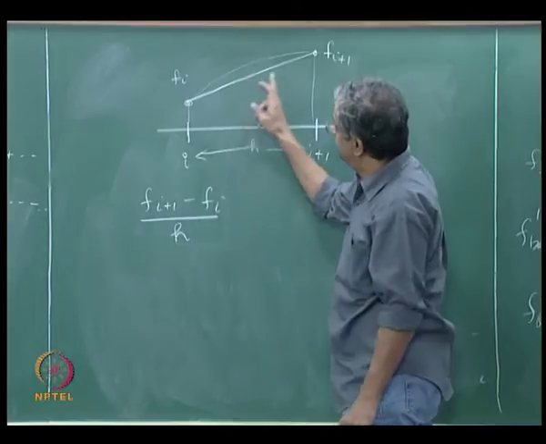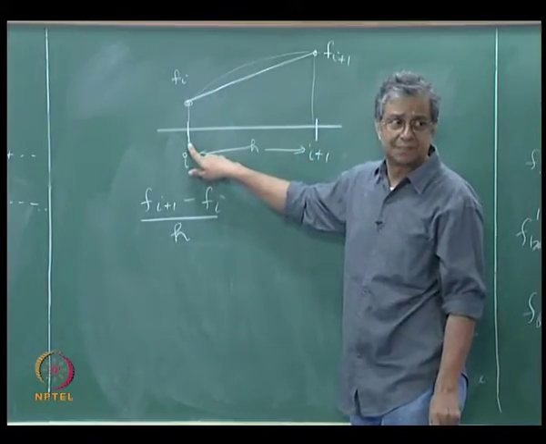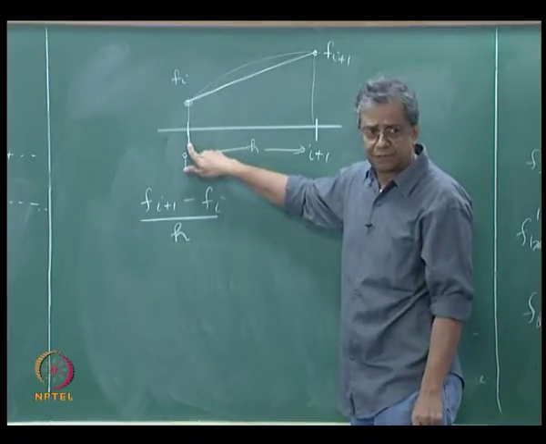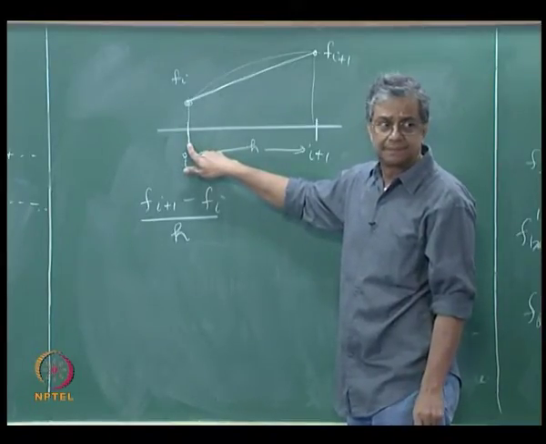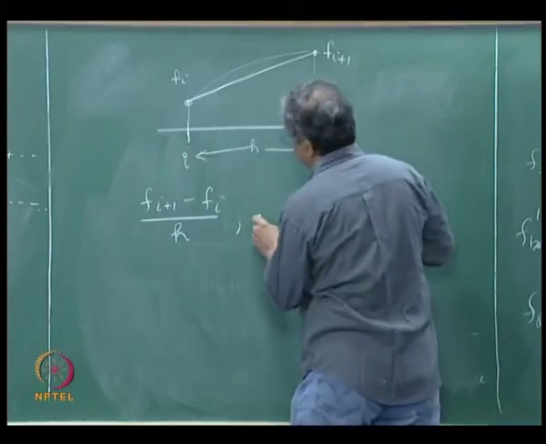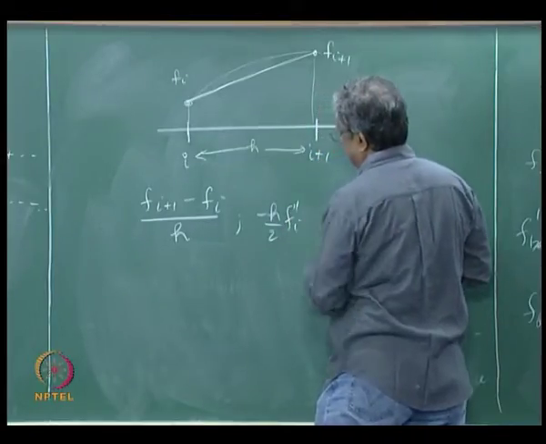If I were to take the slope of that line and assume that it is the derivative at the point i, I would be doing forward difference, and the truncation error that we have is minus h by 2 f double prime at i.